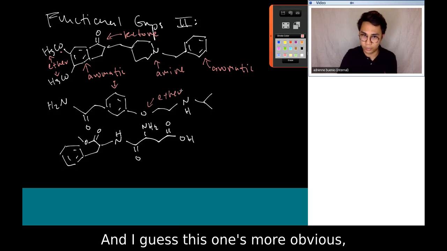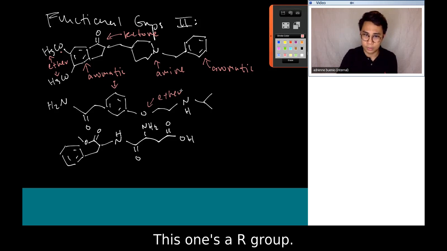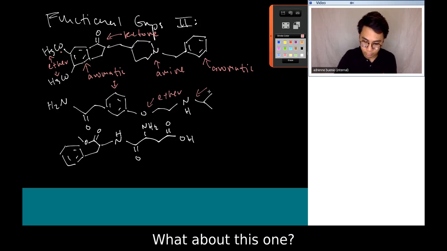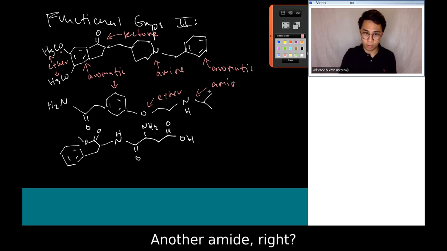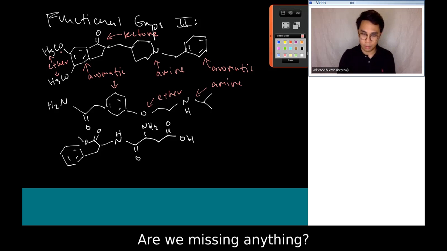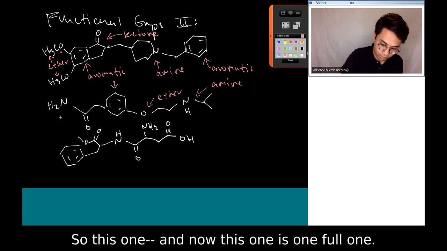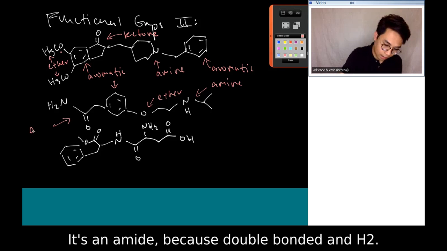And I guess this one's more obvious because this one's an R group, this one's an R group, right? What about this one? Another amine, right? Are we missing anything? Right. So this one, and now this one is one whole one, right? It's an amide, right? Because double bonded and NH2, right?